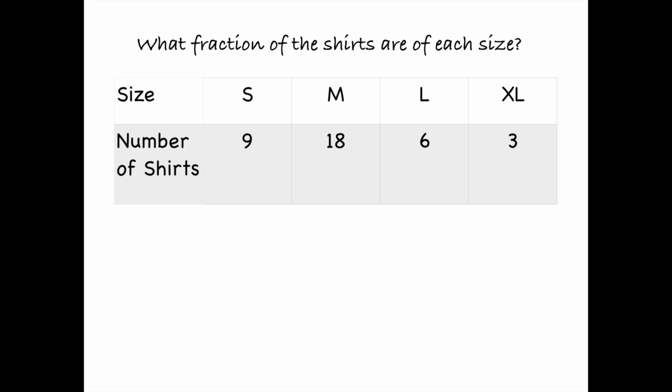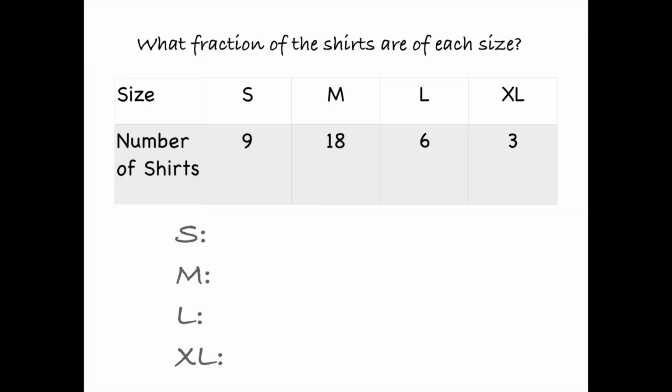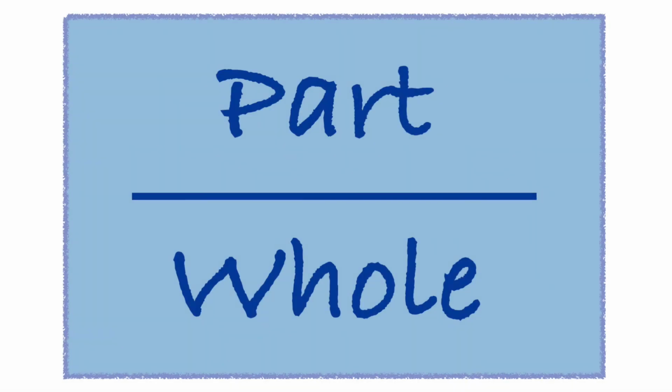To set up our fractions, we're going to use the information in the table as well as what we know about part over whole. First, we need to identify our parts. How many shirts do we have of each size? There are 9 small, 18 medium, 6 large, and 3 extra large. We are going to put each of these parts over our whole. To find our whole, we need to add up the total number of shirts sold.